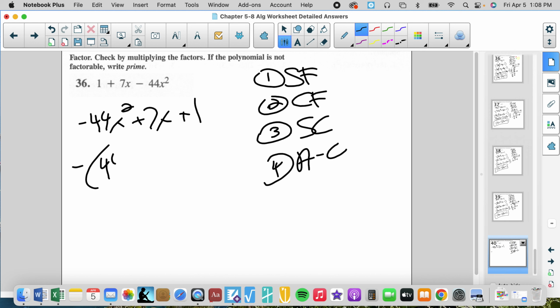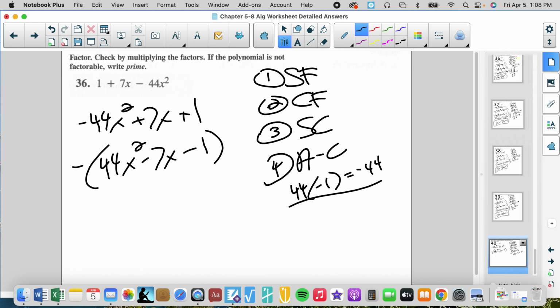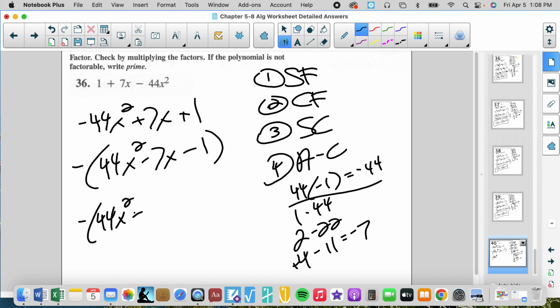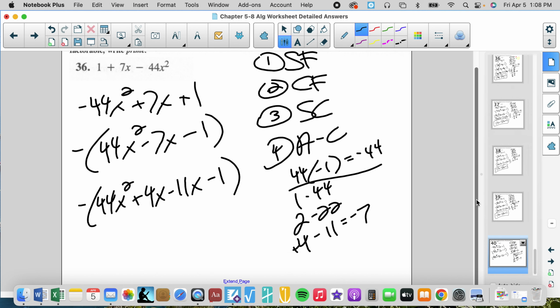Negative 44x squared plus 7x plus 1. Factor out that negative: 44x squared minus 7x minus 1. 44 times negative 1 is negative 44. 1 and 44, 2 and 22, 4 and 11, that's it. Negative is the bigger. That gives us negative 7. 44x squared plus 4x minus 11x minus 1.